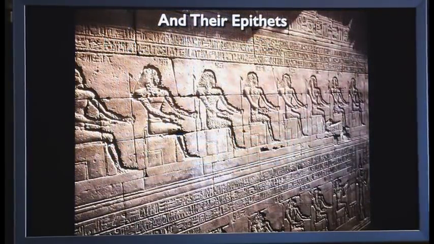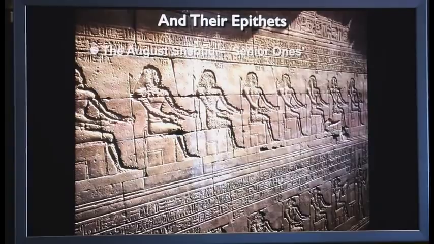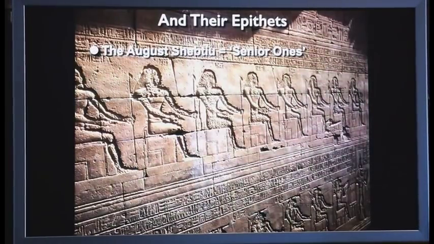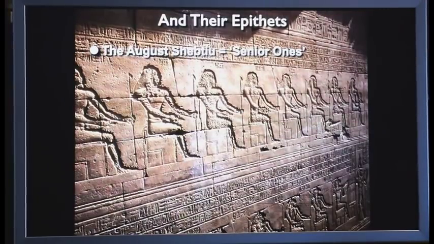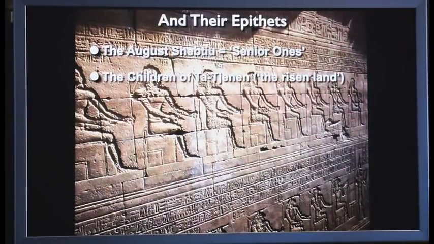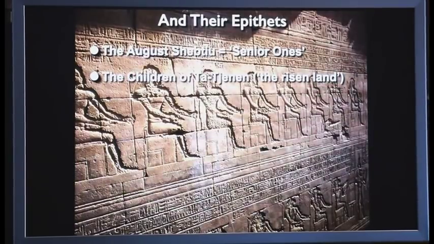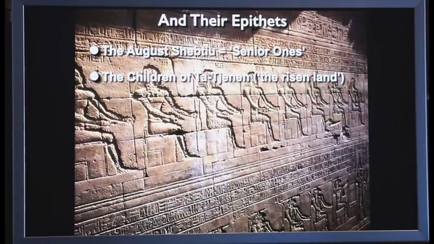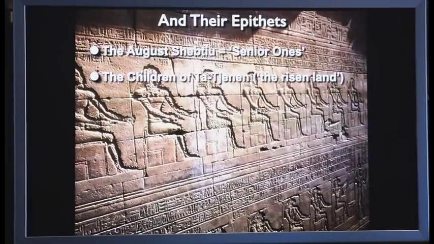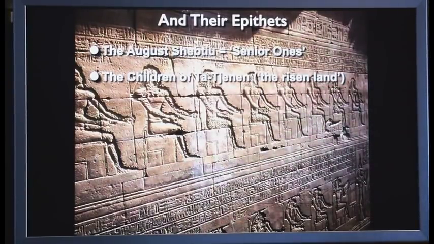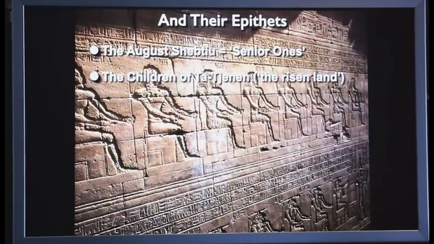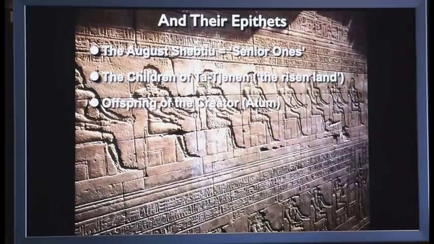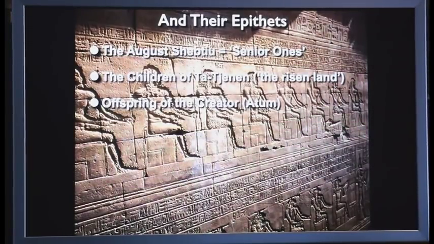Now, they have epithets or characteristics. They're called the August Shebtiu, and Shebtiu translates vaguely as the senior ones. They're called the children of Tar-Chenen, and Tar-Chenen is the risen land, the primeval mound which rises out of the abyss at creation. If you know your story of Genesis, the world begins with an abyss, okay, and the land comes out of the abyss. They're called the offspring of the creator, and the creator god in Egyptian theology is Atum.